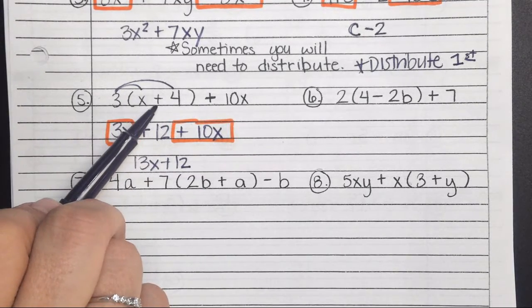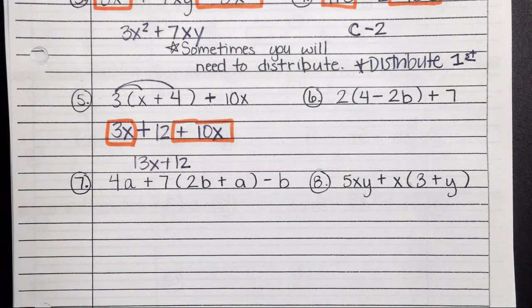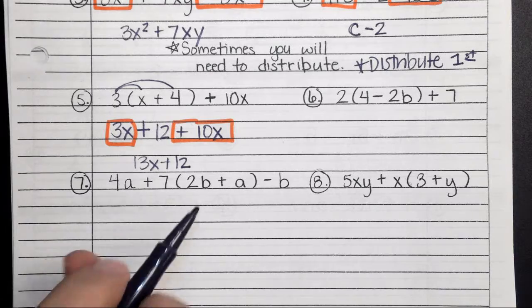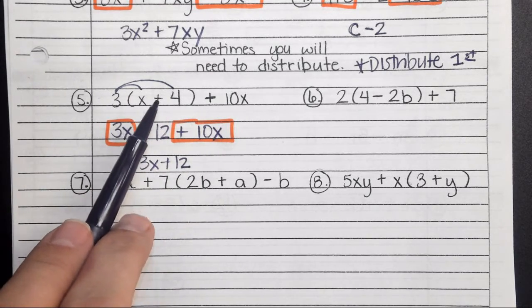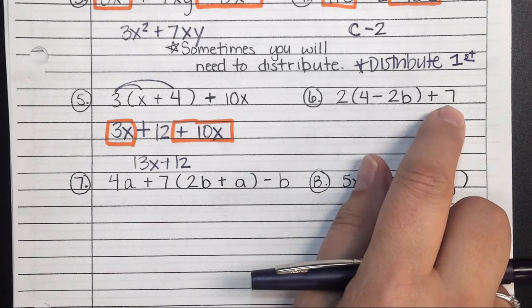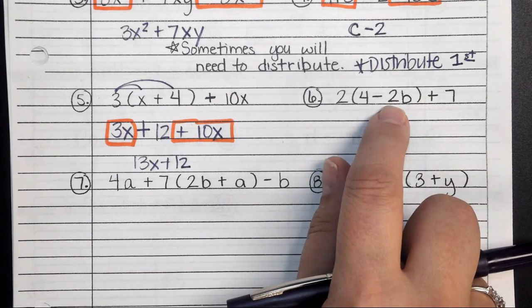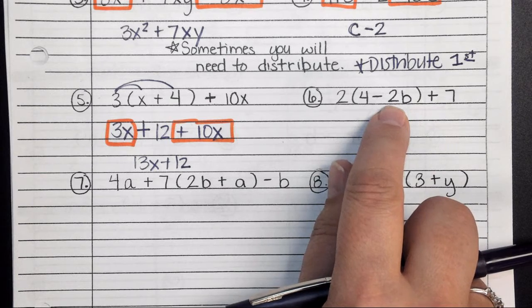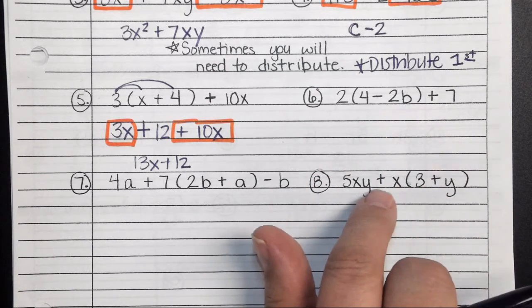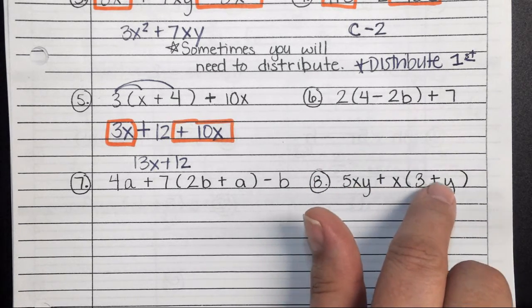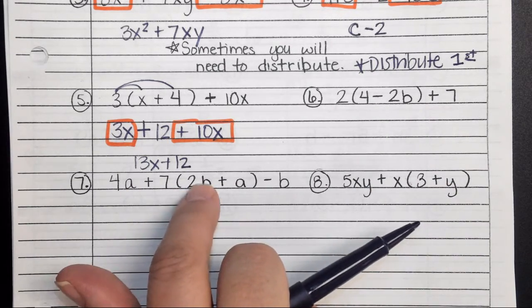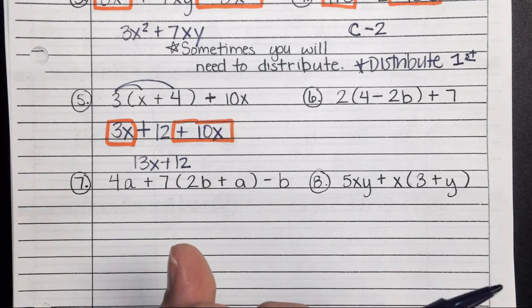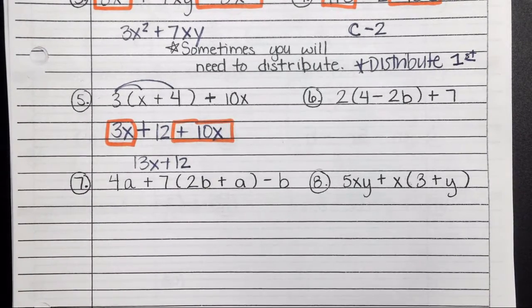Right here, just bring it down. This 10, we don't do anything with it because it's not part of this. If you'll look here, see how it says plus 7? I'm not distributing that to my parentheses. It's only when the number or the variable is touching the parentheses. This one is by itself. This is touching the parentheses. This one's by itself. That's by itself. This is the only one we're going to distribute. So some of them may just be extras on the side.